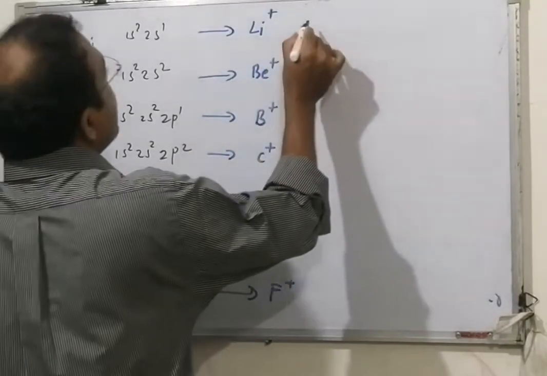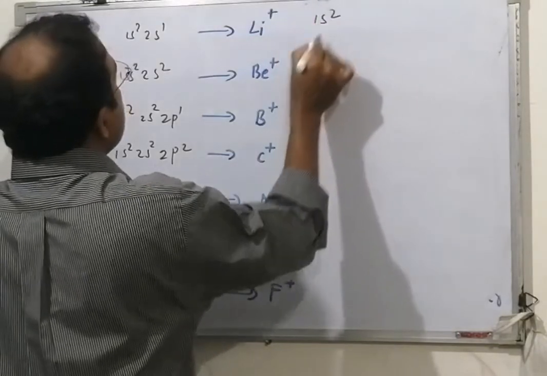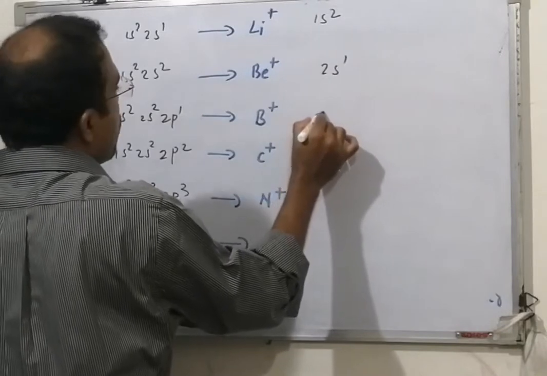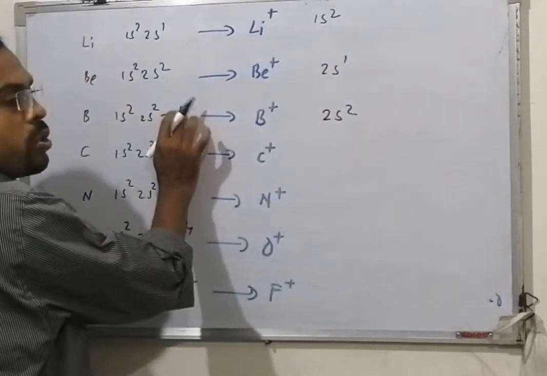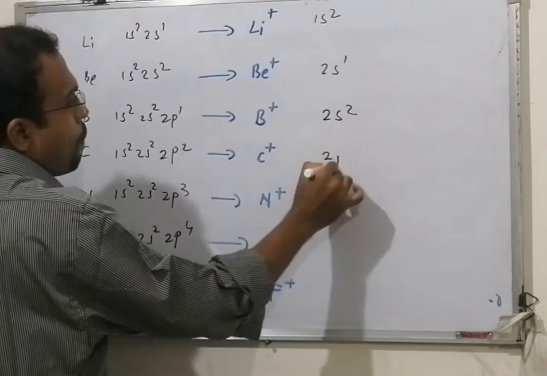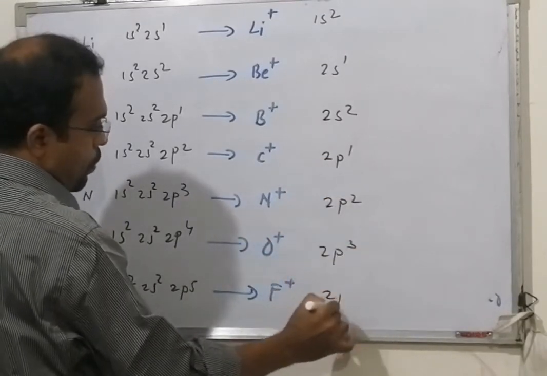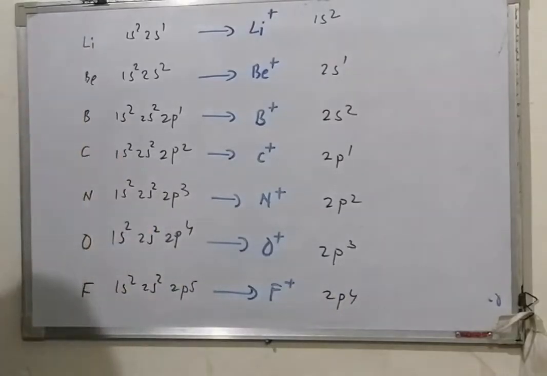Okay, you will get 1s2, now 2s1, 1s2, 2s1, now here 2s2 because the electron is lost from 2p1. This is 2p1, 2p2, 2p3, 2p4. I think you can understand all of this.